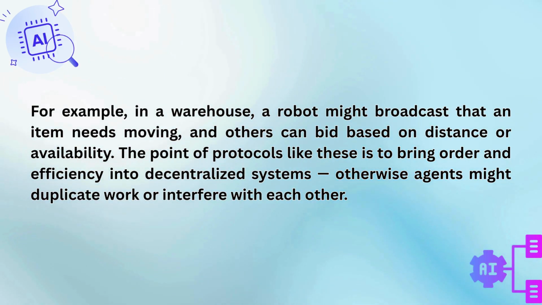For example, in a warehouse, a robot might broadcast that an item needs moving, and others can bid based on distance or availability. The point of protocols like these is to bring order and efficiency into decentralized systems. Otherwise, agents might duplicate work or interfere with each other.